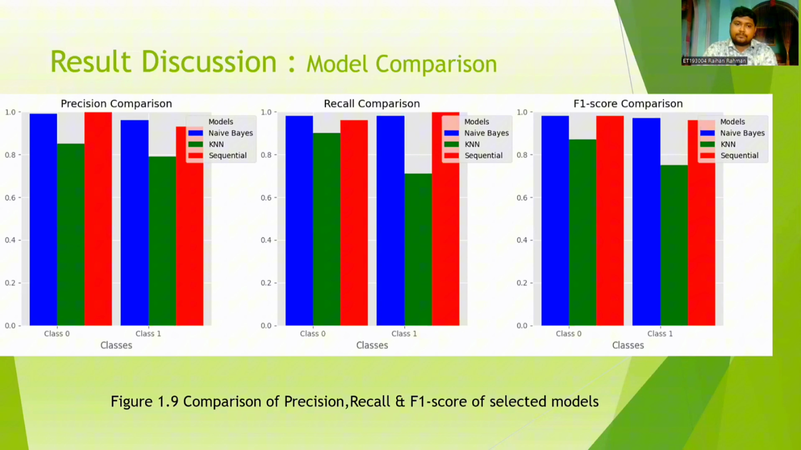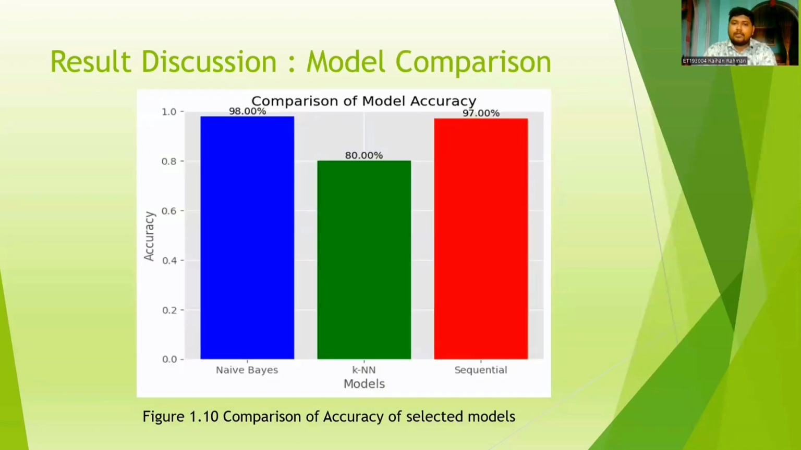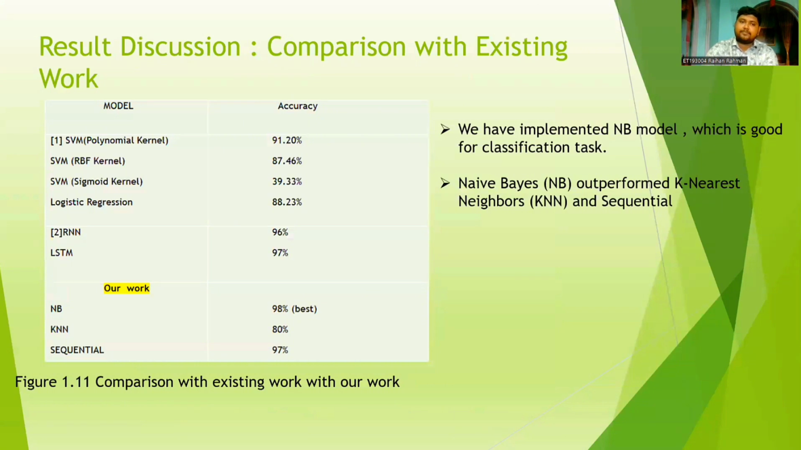Model comparison. This is the precision, recall and F1 score comparison of our three models for each class, stable class and unstable class. We can also see that Naïve-Bayes got higher precision, higher recall, and higher F1 score in each and every class. That influences the accuracy of the model. Comparison of model accuracy. We can see that Naïve-Bayes got 98% accuracy, K nearest neighbor got 80% accuracy, and the sequential model got 97% accuracy. The best one is 98%, which is Naïve-Bayes.